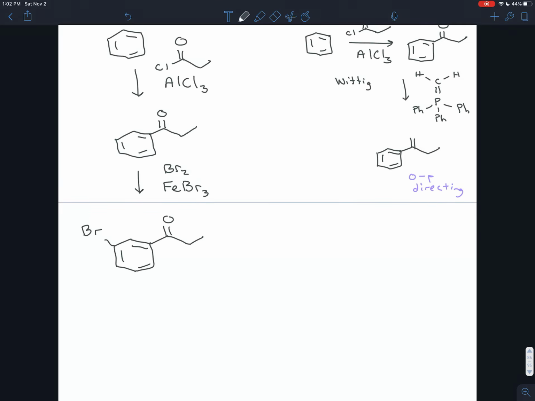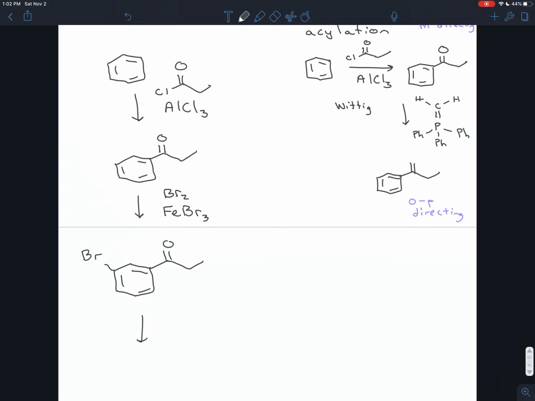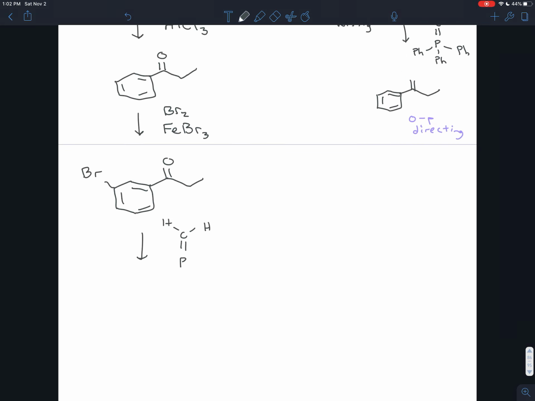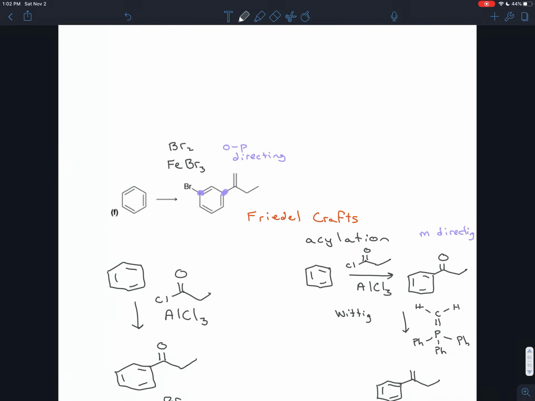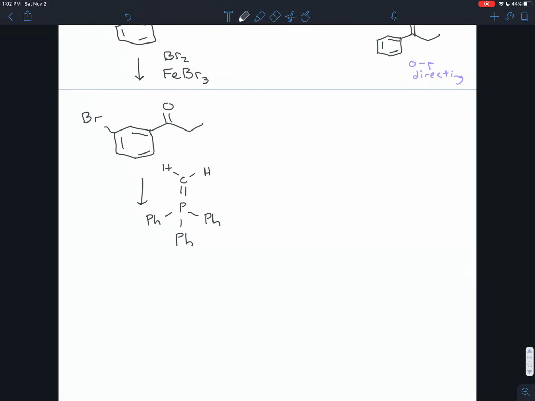And finally, we can use the Wittig reagent, this carbon double bonded to the phosphorus. That carbon could theoretically have any carbon chains on it. I'm putting hydrogens here because that's what it has above. And that would give us our final product.